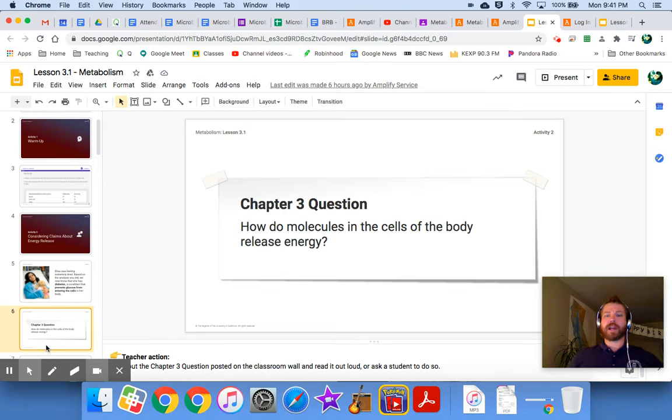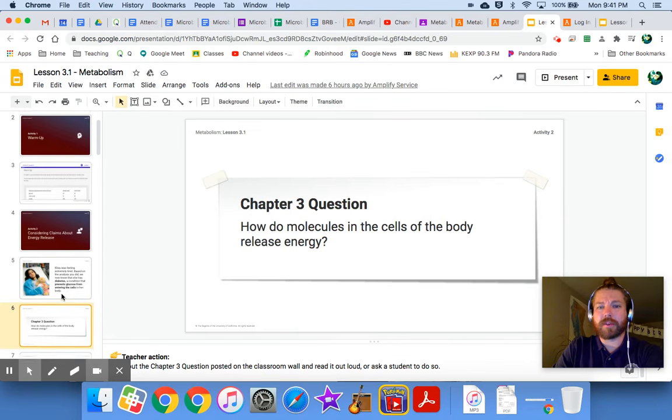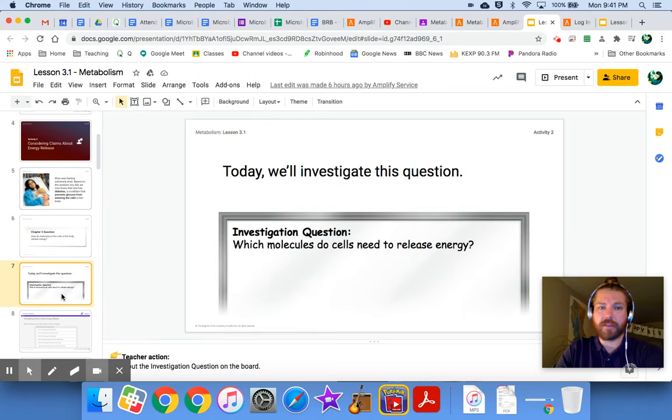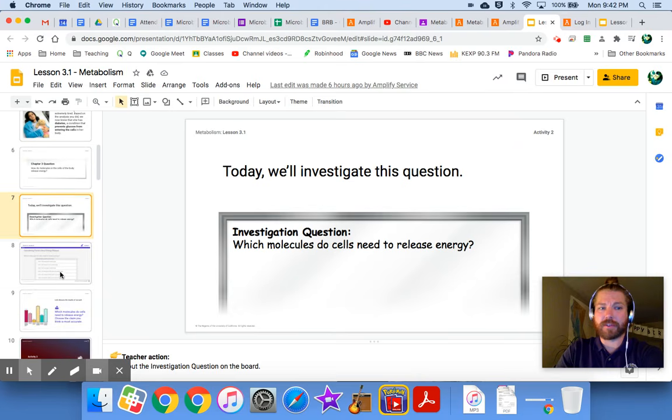Let's move to our chapter 3 question. How do molecules in the cells of the body release energy? We've been talking a lot about this energy that is occurring. We even saw some energy. We pointed it out in the simulation when we saw certain molecules coming together in the cells and energy being created. Well, what is actually going on and how do molecules in the cells of the body actually do that? So our investigation question today is which are the molecules that the body needs in order to release this energy?